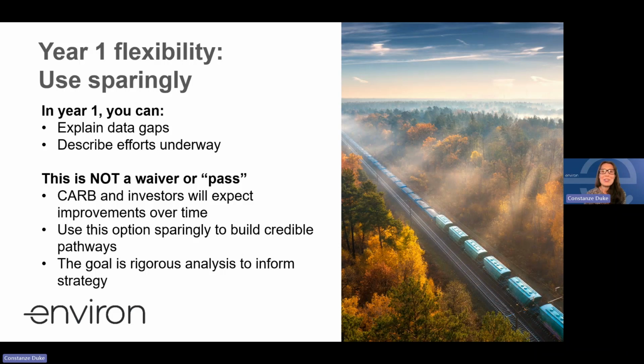CARB hasn't actually defined good faith effort, but we can make an educated guess that it includes submitting on time, using recognized accounting protocols, I've mentioned the GHG protocol a couple of times, making clear disclosures about data limitations or estimates, and showing a roadmap to improve over time. I'll also mention here that there are no penalties for honest errors. But beyond year one, you should expect penalties not just for failure to submit, but also for material misstatements or negligent reporting.